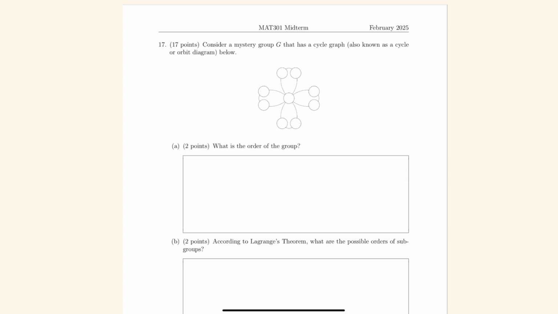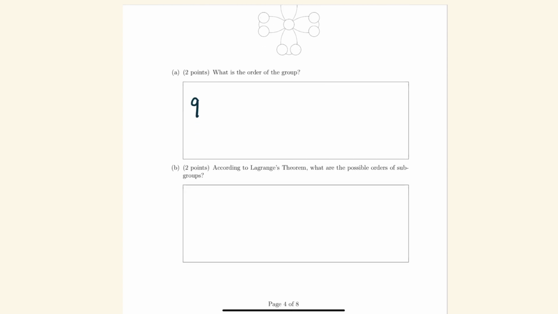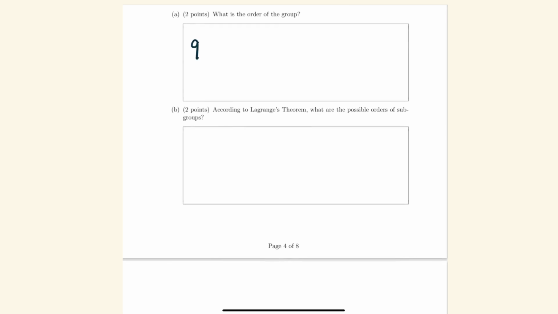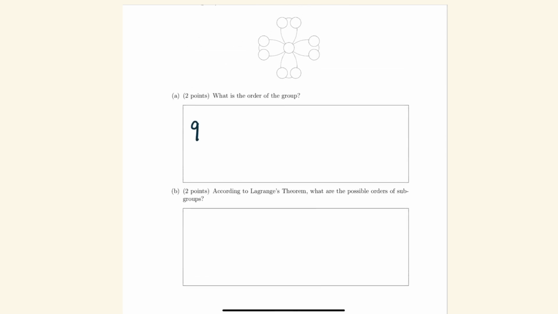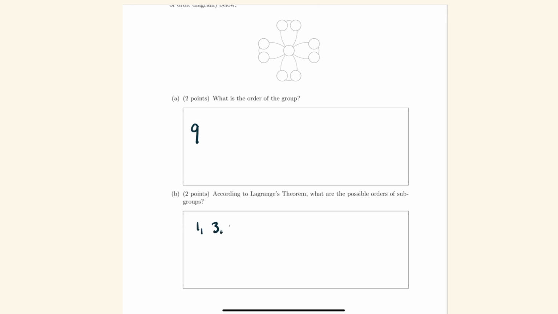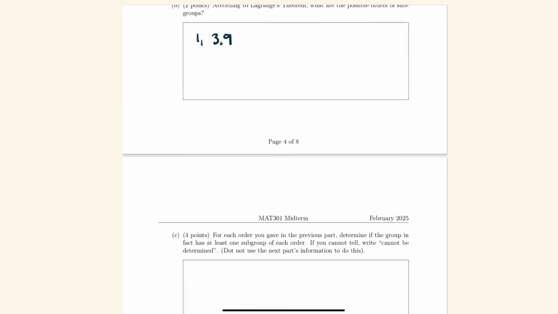The second option was question 16 or 17, and we had this cycle graph. Most students chose to do this one, and most students got the first couple of questions right. So I'll just go through this briefly. The order of this group was 9 by counting the dots, and then Lagrange's theorem just gives us 1, 3, and 9 as the orders of the possible subgroups.